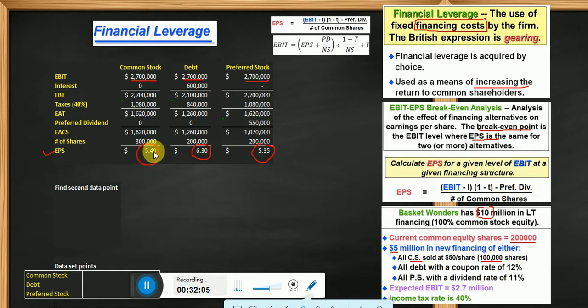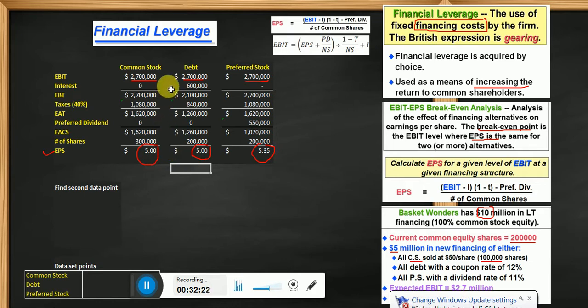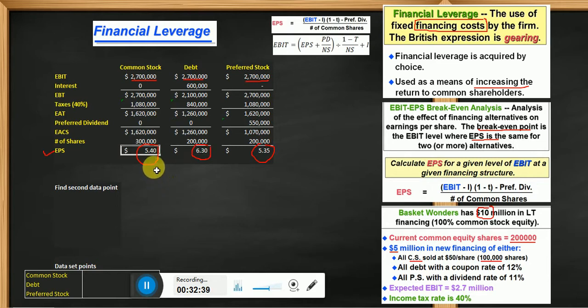Let's assume, for example, look, this is 27 million, I'm not changing it. If I make it 5 here and 5 here, look, intentionally I have made 5 in both of them. Now you can say at the level of $2,700,000 EBIT, the common stock and the debt are at break even. Why? Because the earning per share is the same at this level. Right now it is not the same, look, because at this level earning per share between these two is different, so it means they are not at break even.